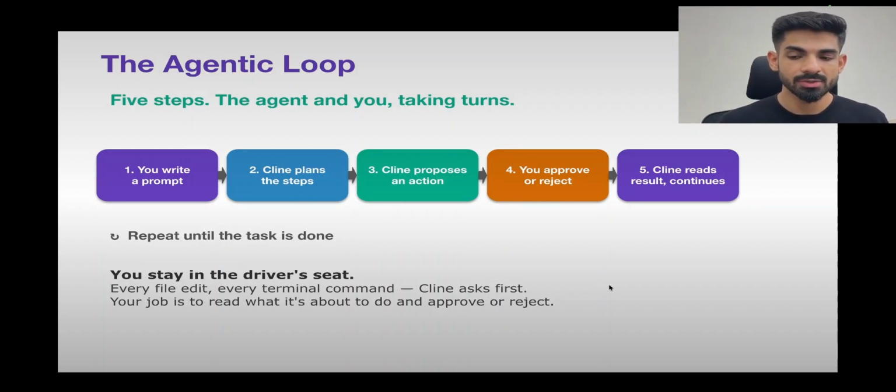So we write some particular English prompt. That prompt is divided into multiple steps by Cline. Once that is done, it will propose some action for each of the steps, and based on our approval, it will decide to continue that action. If you reject it, it will plan different steps, and then different things will happen. This process will keep on going until we are able to make something.